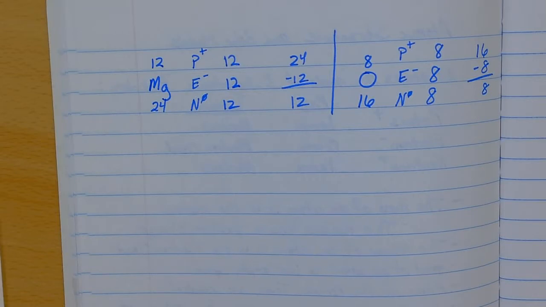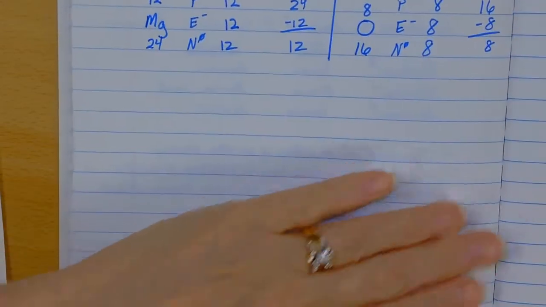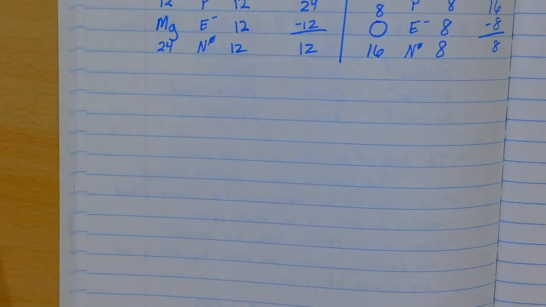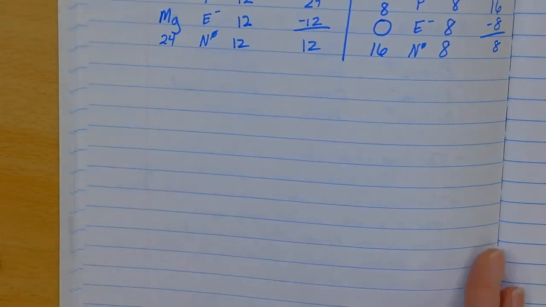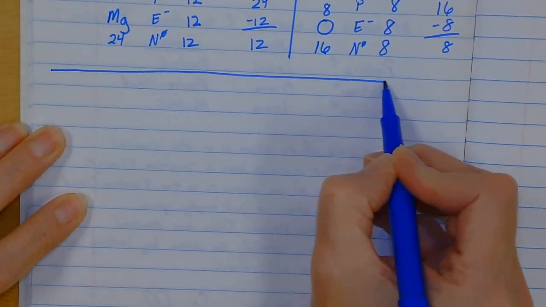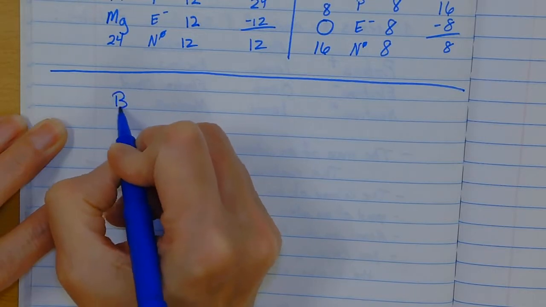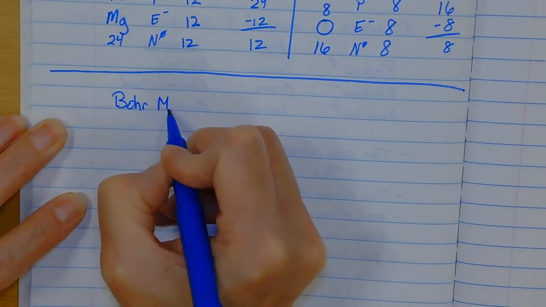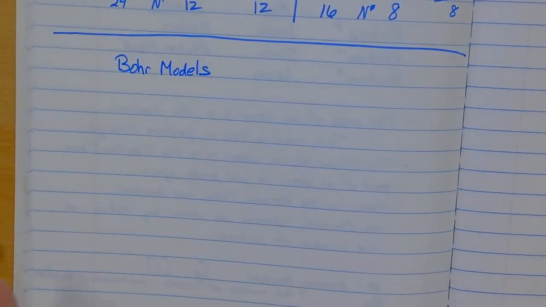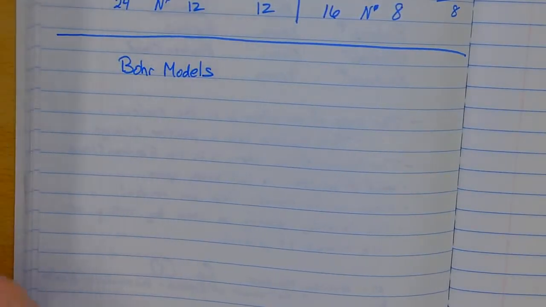Alright, so now we're going to talk about how to figure out how to draw a Bohr model. And so there's some rules that go with this that you're going to need to know. Okay, so I'm just going to divide this up a little bit, and I'm going to put a subheading of Bohr models, and then we're going to talk about that. And it has to do with this periodic table.